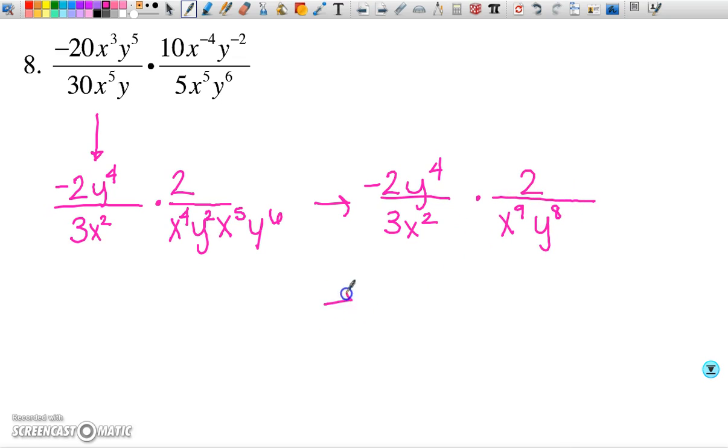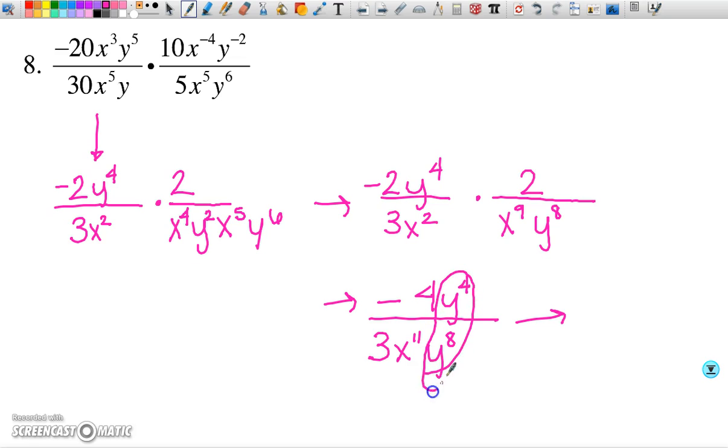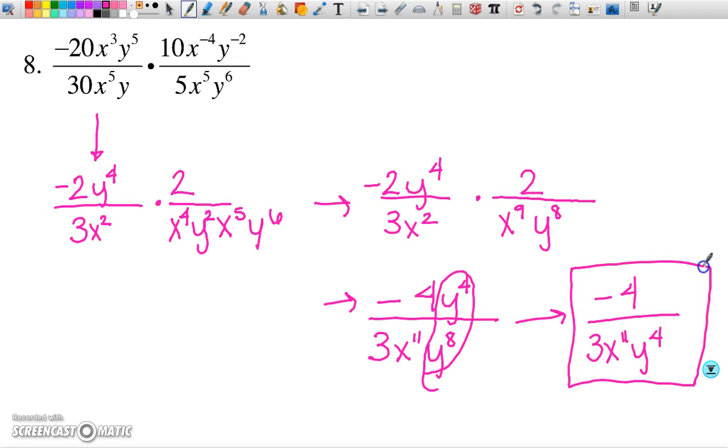And now we can actually multiply these. So we get a negative 4, and that's y to the 4th, so that's my whole numerator, and I'm just multiplying straight across, over 3 x to the 11th, y to the 8th. And then we just go one step further by simplifying our y's. And so 8 minus 4 is 4, bigger exponent on the bottom, so that's where it's going to move to. So 3x to the 11th, y to the 4th as your final answer.